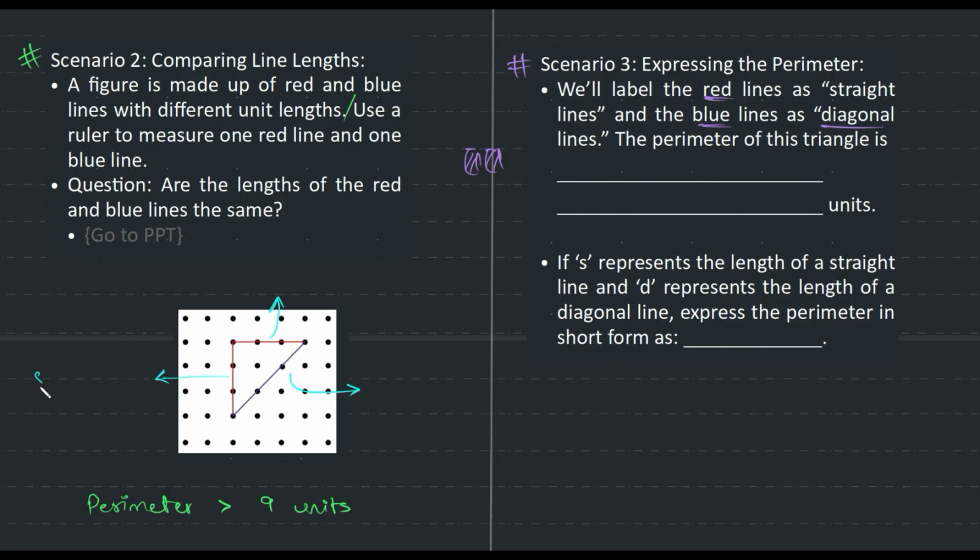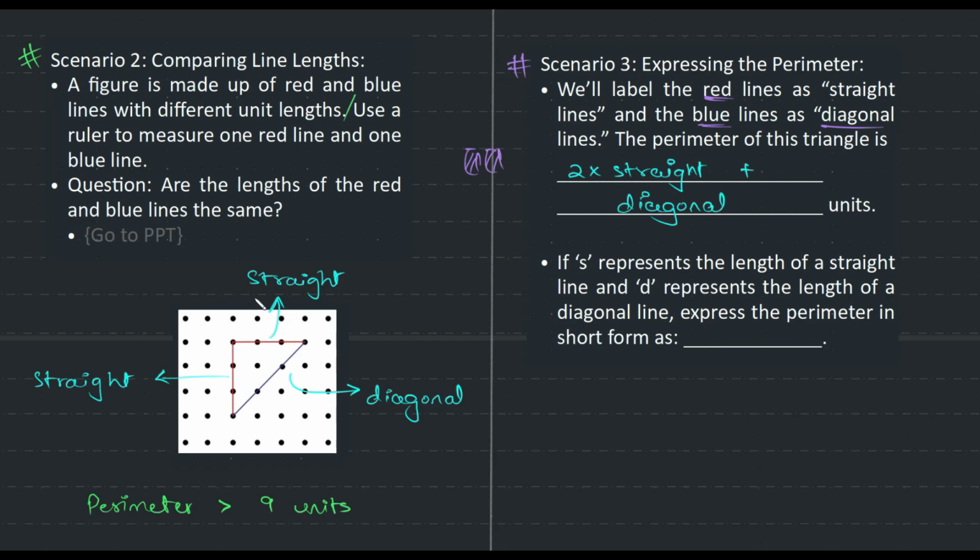The red line is called straight line. This is also straight line, and this is your diagonal. So this length is known as diagonal, this is straight and this is straight. So what is perimeter? Sum of all of it. So you can either write 2 times of straight line because there are 2 of them, added to a diagonal, right?